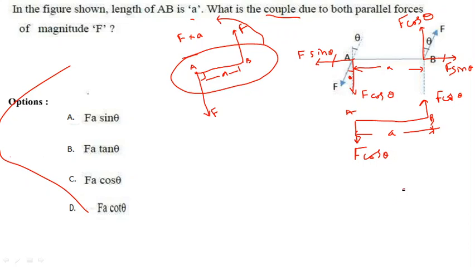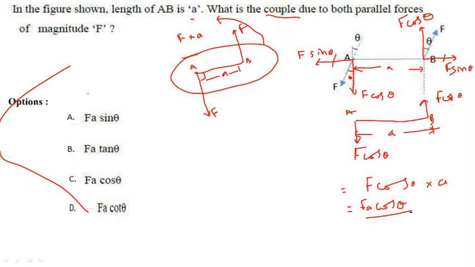Couple is a moment, that is force into perpendicular distance. So the force is F cos theta and the perpendicular distance is A, right? So we will get the magnitude of this couple as Fa cos theta.